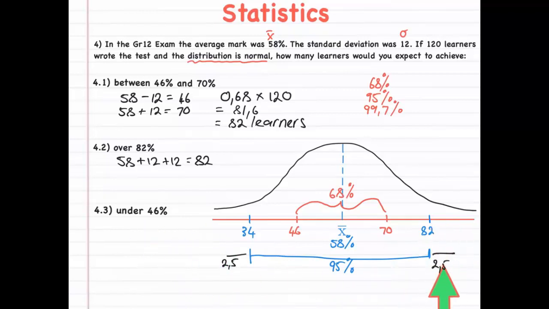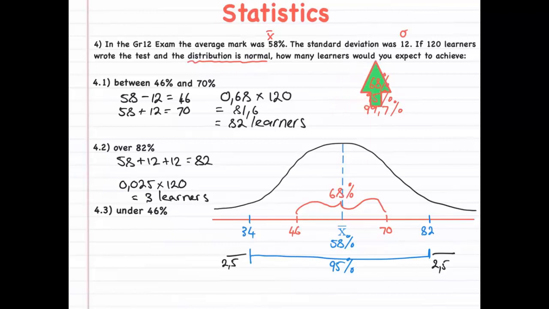So then we take 2.5%, which fall above the 82, and we simply take 0.025 times 120 learners, because in our sample we will have 120 percentages, because there's 120 learners who wrote it, right? So 0.025 times 120, and we get an answer of 3. So 3 learners got above 82%. Got it?